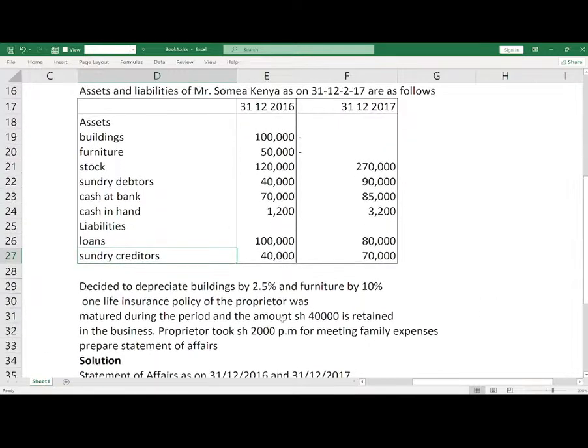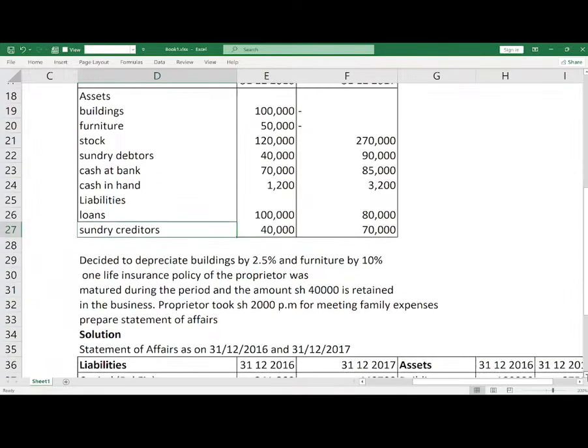Then additional information: we are told he decided to depreciate building by 2.5% and furniture by 10%. One life insurance policy for the proprietor matured during the period and the amount of 40,000 was retained. The business proprietor took 2,000 per month for meeting family expense. Prepare a statement of affairs. So this is what we are going to do in our solution.